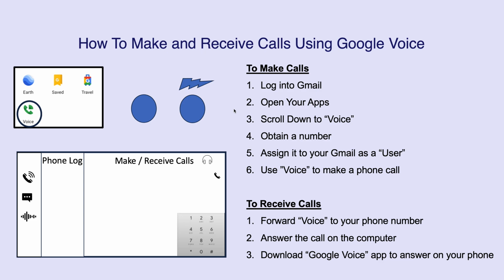Now, to receive calls, you just have to put a forward phone number in your Voice account and then answer the call on your computer, or you can answer it on your phone, just like however you want to do it. So it could be the phone, it could be the computer, and the setup is pretty easy. Google walks you through it, and everything is kind of intuitive. And so, moving on.